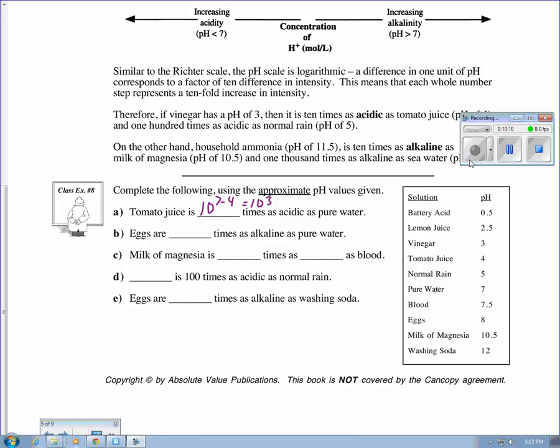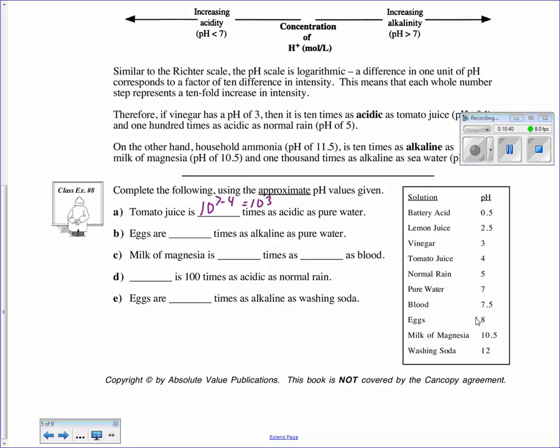When we work with the pH scale, we actually have to recognize that there's a negative in there. So we have to take the negatives into account, which is why I subtracted the second from the first, trying to understand that the difference needs to be communicated. If you're not in chemistry, envision your negatives on the pH scale. When I look at eggs at 8 and pure water at 7, I'm going to go 7 minus 8, which is 10 to the 1.